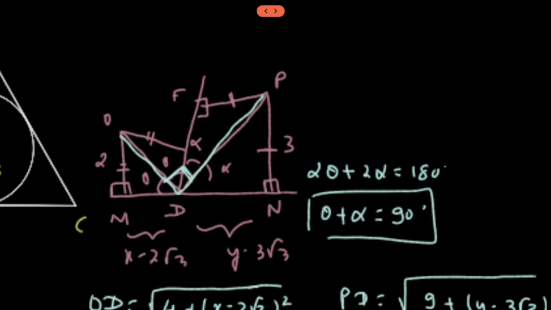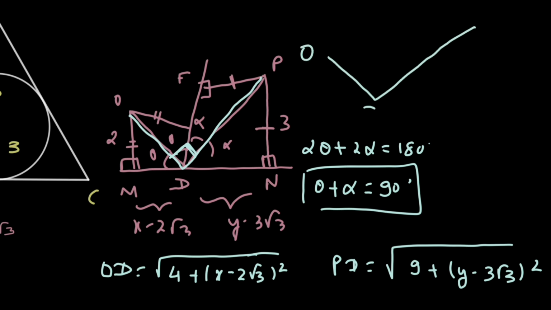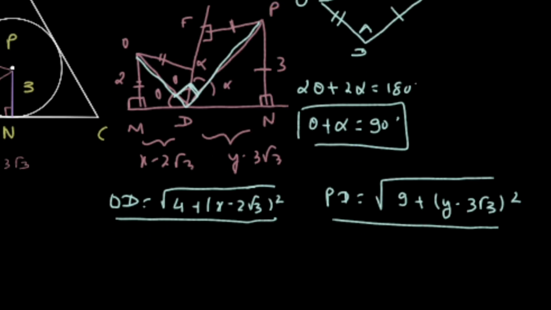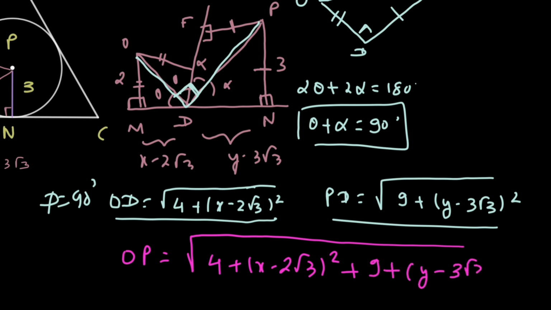Okay. Now carefully see that the lengths that we have just got, OD and PD, are the height and base, like this way, O, D and P. So O, D and P, here is the 90 degrees. The length of OD we have, and we also have the length of PD. So if I draw the hypotenuse from O to P, a right angle triangle, we have the height, we have the base. Applying the Pythagoras theorem will give me OP. So using OD and PD and the angle D as 90 degrees, we get the length of OP equal to square root of 4 plus x minus 2 square root of 3 the complete square plus 9 plus y minus 3 square root of 3 the complete square.